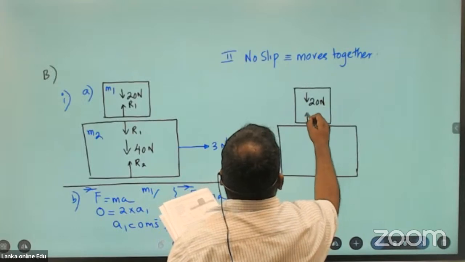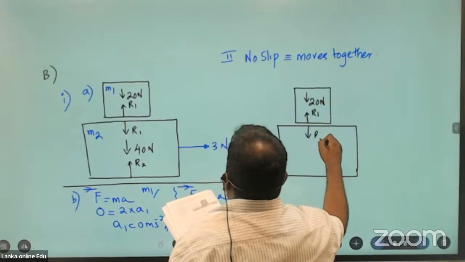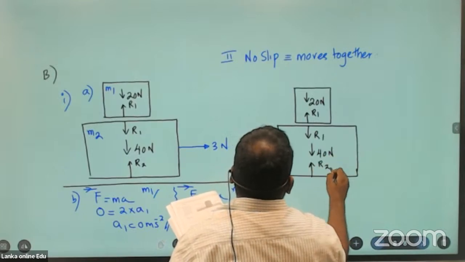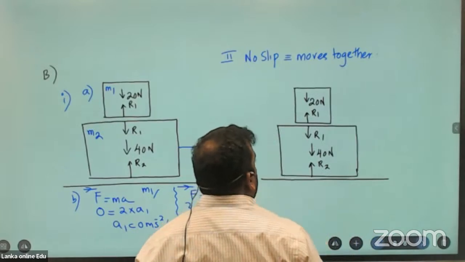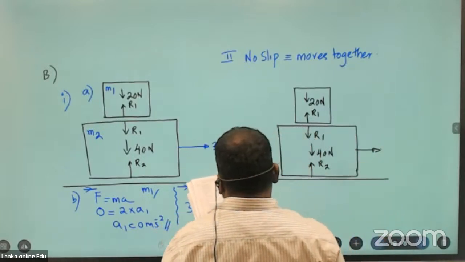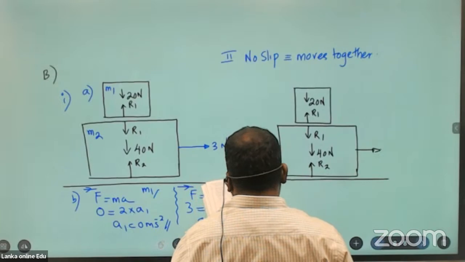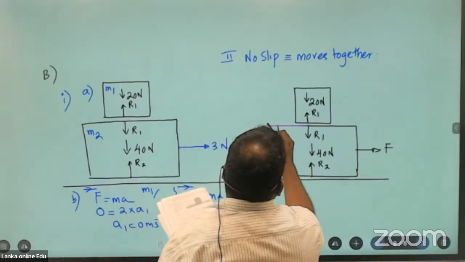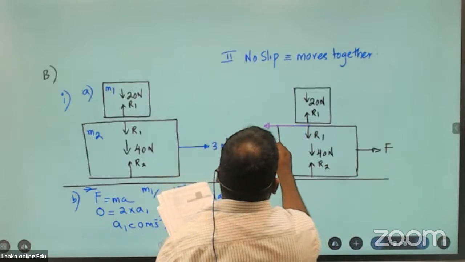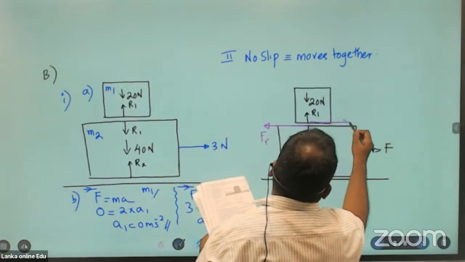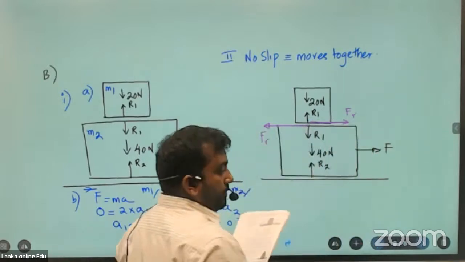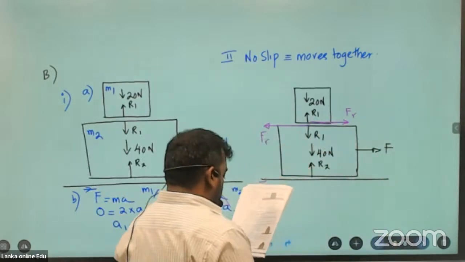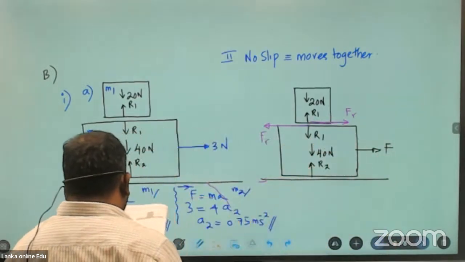20 newtons here, normal reaction here. Equal opposite normal reaction there. 40 newtons here. Equal opposite normal reaction there. Here smooth. Here you're applying a force F. If there was sufficient friction, friction will act in that direction, FR. Equal opposite friction on that in the forward direction. No slip means both of them will go together.